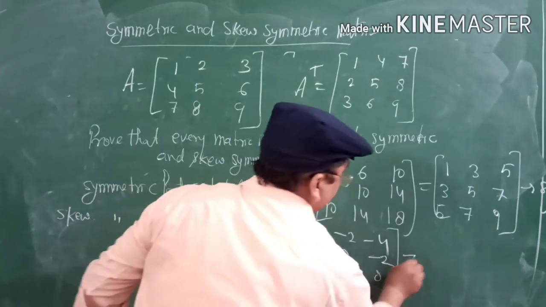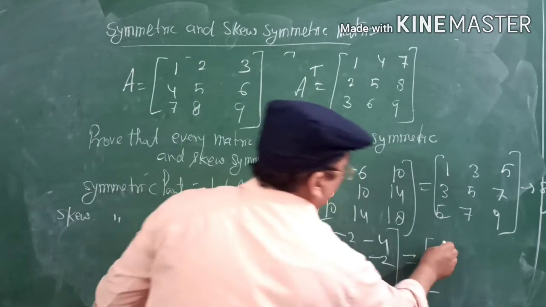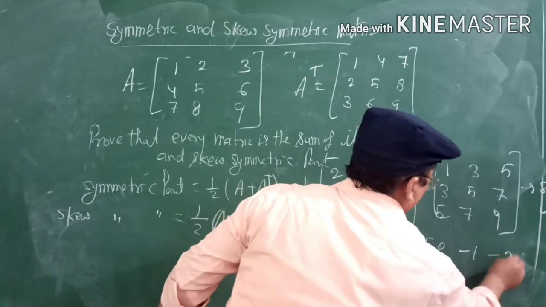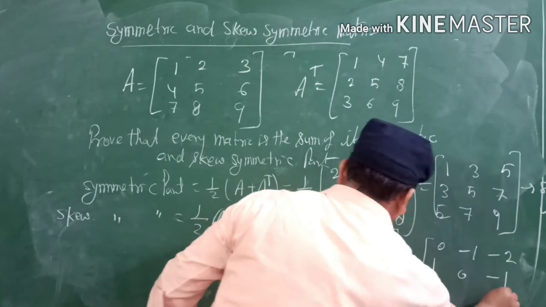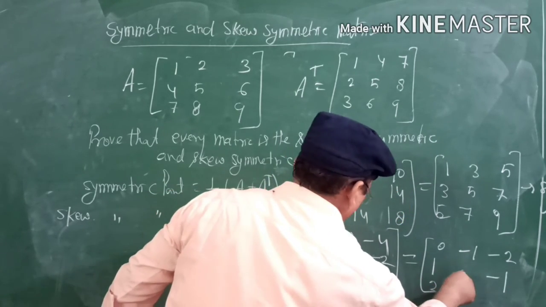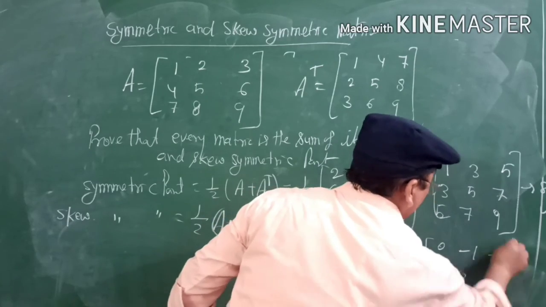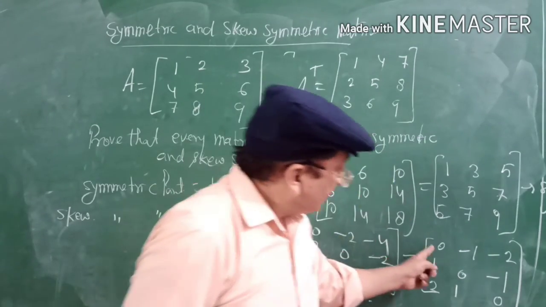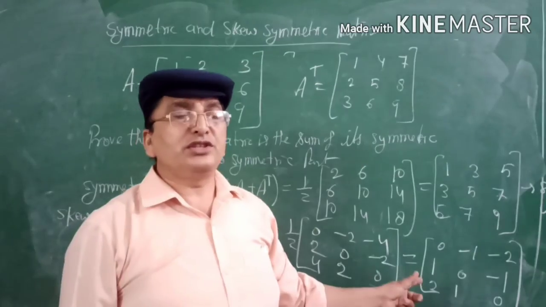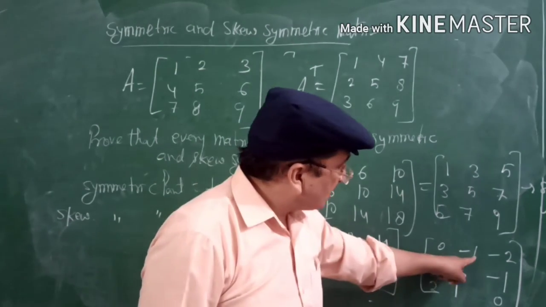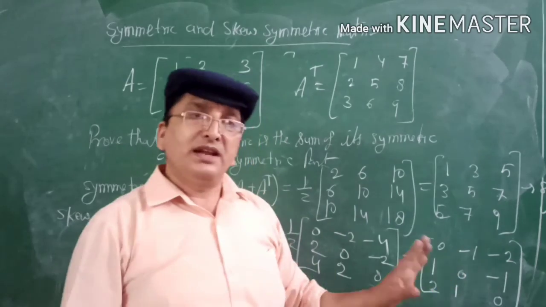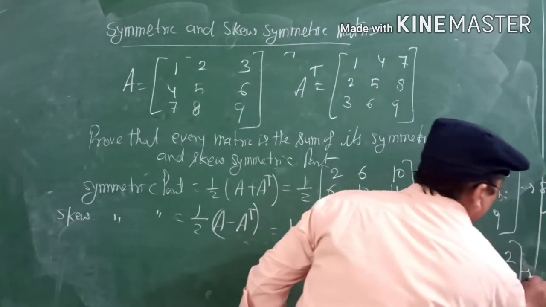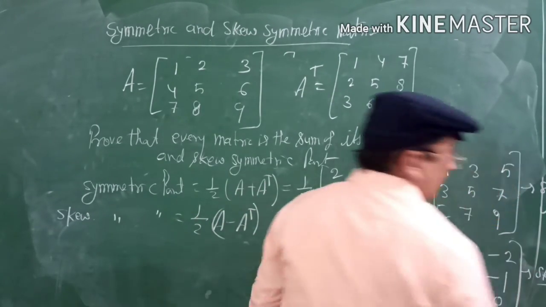And we can check these things also. We can divide this by 2: 0, minus 1, minus 2, 1, 0, minus 1, 2, 1, 0 is this. Now check. The principal diagonal is 0, 0, 0. And for the rest of the elements, this is minus 1, this is plus 1, minus 2, plus 2, minus 1, plus 1. It means this is the skew-symmetric part.